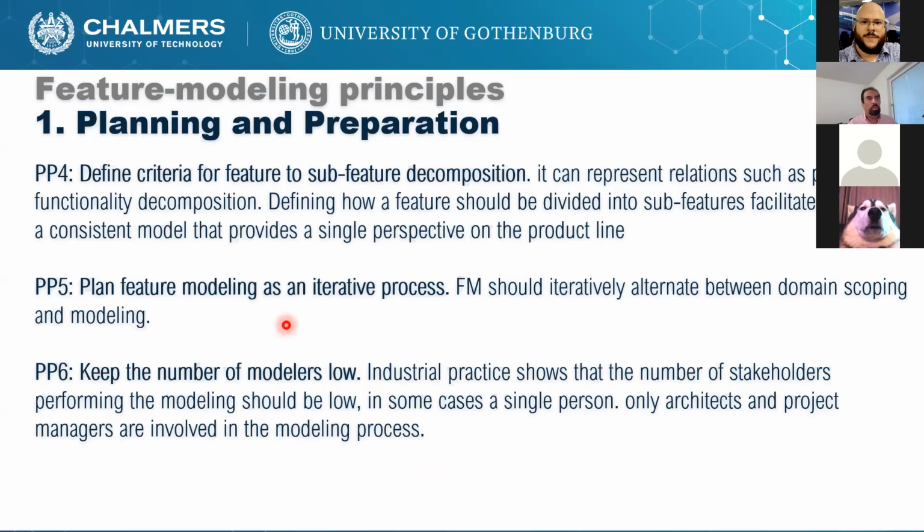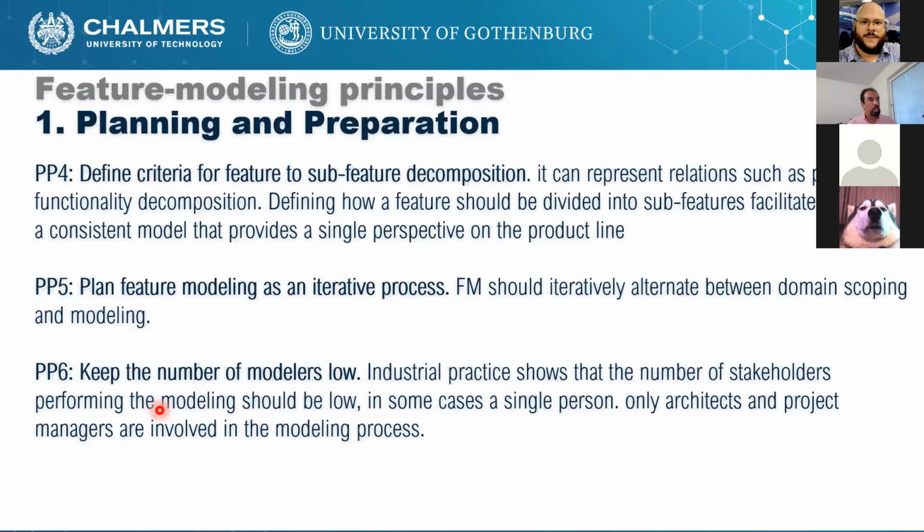Plan feature modeling as an iterative process. Feature modeling should be iterative and alternate between domain scope and modeling scope. What we mean by iterative is that you have to have feedback loops. When you finish something, you take it back to the features, take it back to the model, and so on, till you come up with something that really satisfies everybody. So make sure of this cycle. We talk about an agile process, where it's not one line and you finish. It's not an assembly line. It's going to be back and forth till you get what you want.